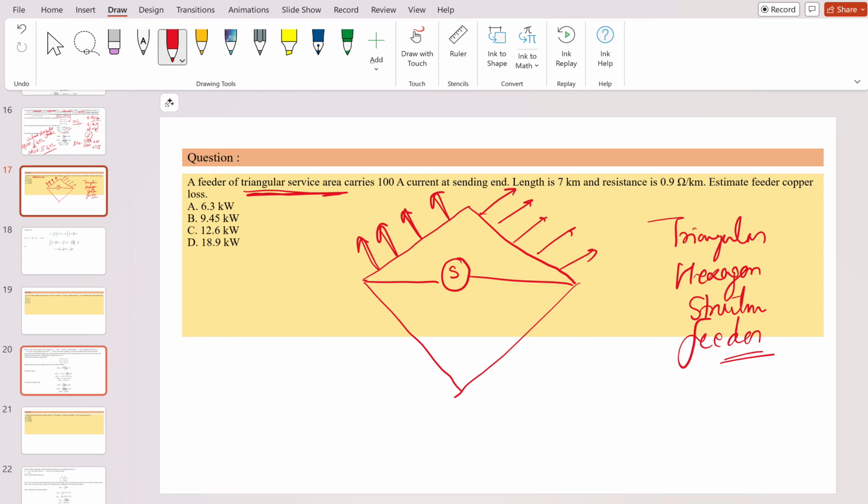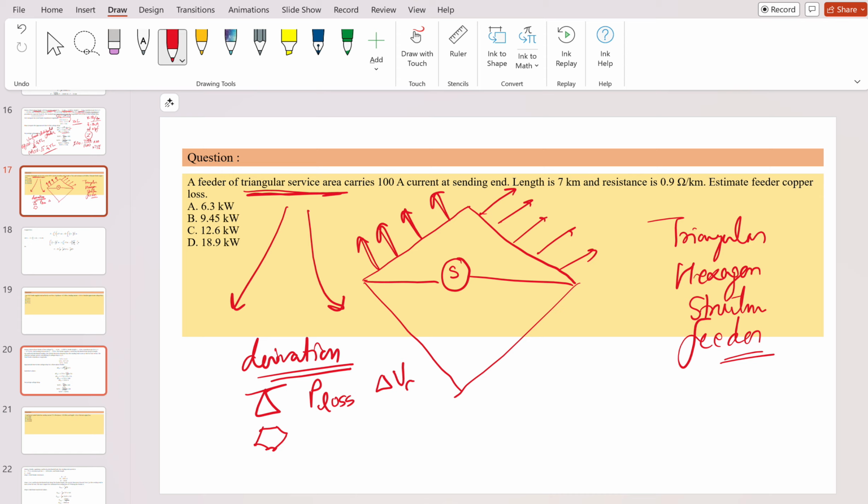In this type of problem, whatever comes in the exam and whatever the derivation is, you see it in the lecture videos. The only thing you have to remember is, for a triangular structure and for a hexagon structure, what the power loss formula and the voltage drop formula are. That is the only very important thing. Else you can skip the other parts.